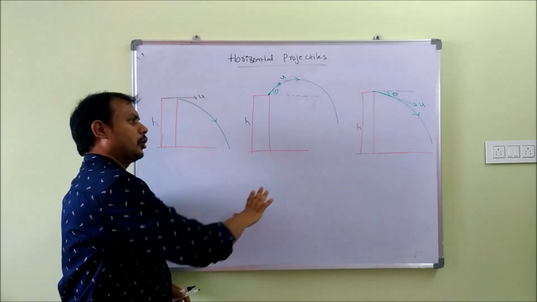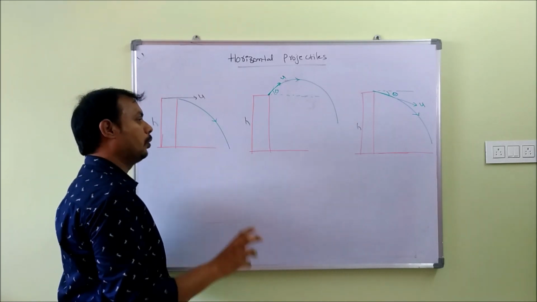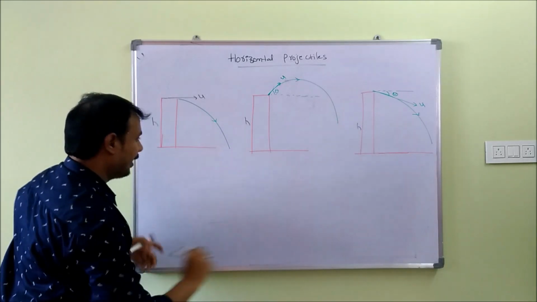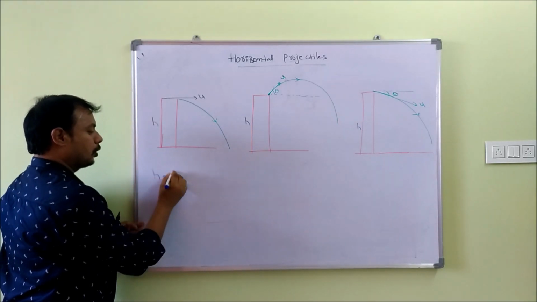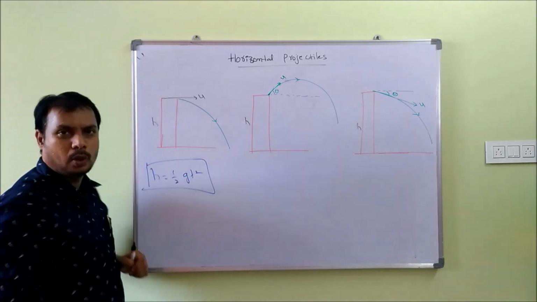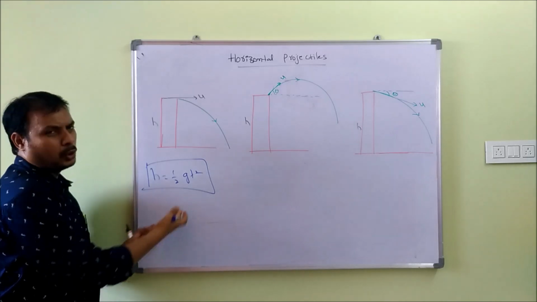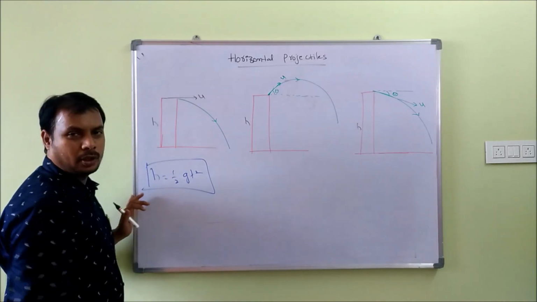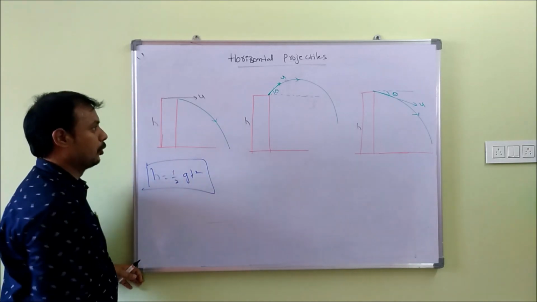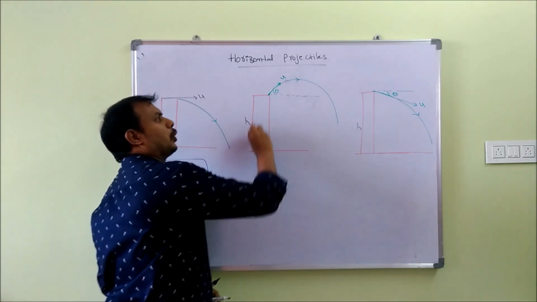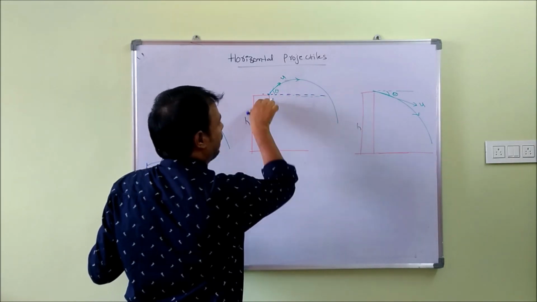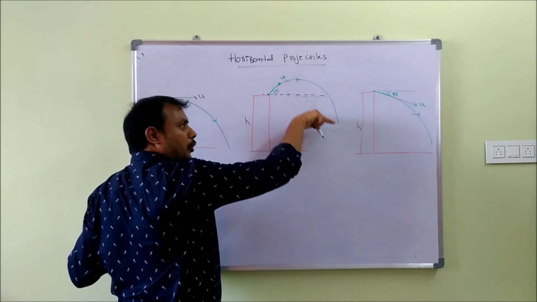So in the examination, you just have to observe which case the question relates to. If it is the horizontal direction, then you can directly use h equals half g t square, and time is root over 2h by g, and range is velocity into time. So this is the horizontal projectile motion. When the body is projected upwards, it is like an oblique projectile.